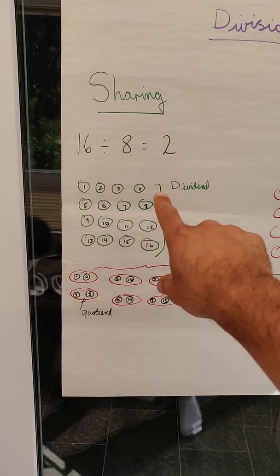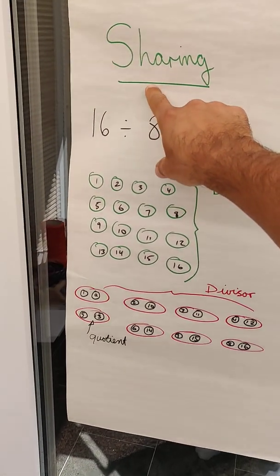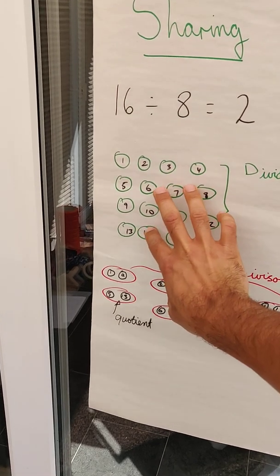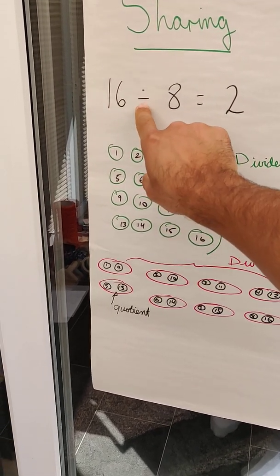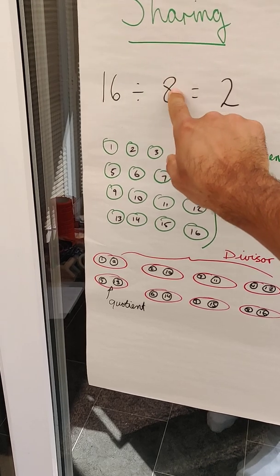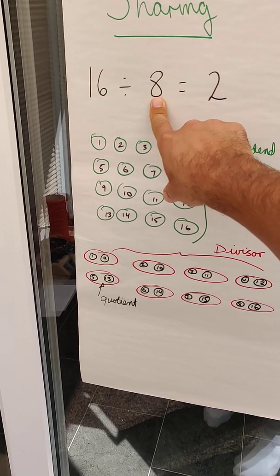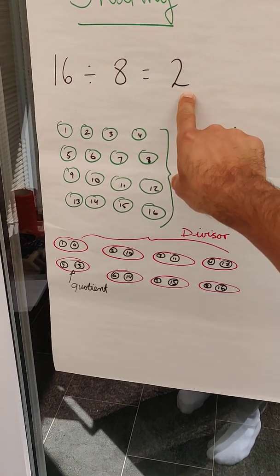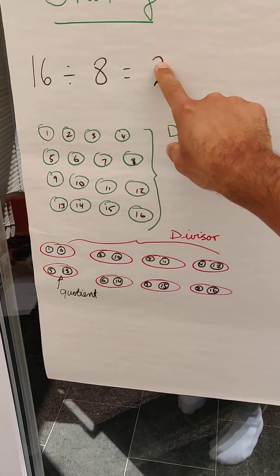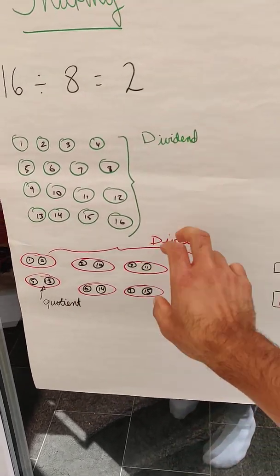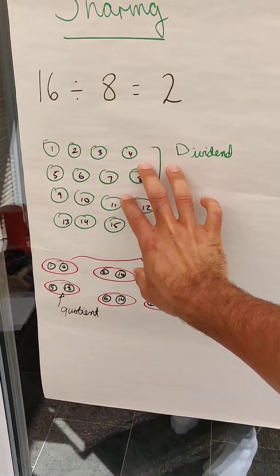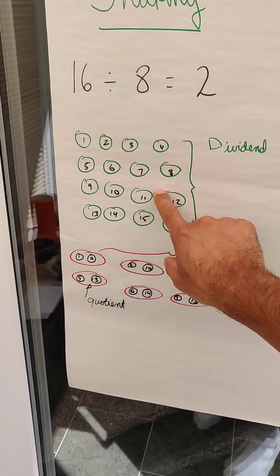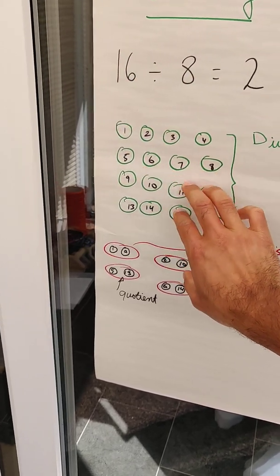So in sharing, we're going to start with sharing first. In sharing, we have my dividend, which is how much I have, and we are dividing my dividend by my divisor, and this is a very, very important part of our division. And then we have our quotient, or my answer. So all of these terms I'll be using when showing what sharing is. So we have here my dividend, so those are everything that I have.